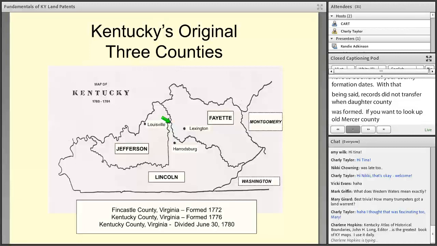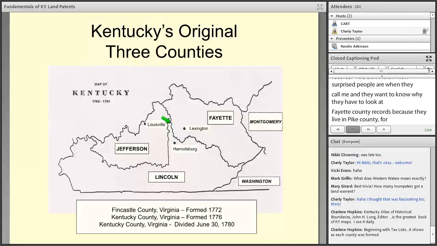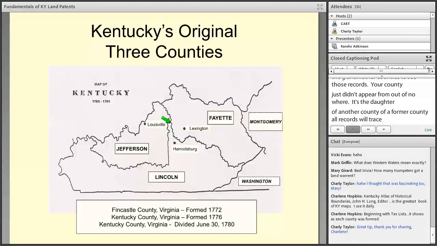You don't know how surprised people are when they call me and they want to know why they have to look at Fayette County records because they live in Pike County, for example, or they live in Breathitt County, or they live in some of the areas here, Mason County. You're going to have to go back to the mother and the grandmother counties to see those records. Your county just didn't appear from out of nowhere. It's the daughter of another county, of a former county. All records will trace back to Kentucky County. We do have some records that are identified as Kentucky County or even Fincastle County. We have a few of those.